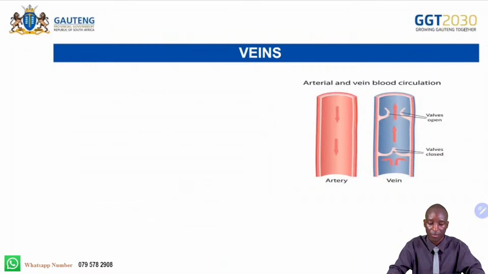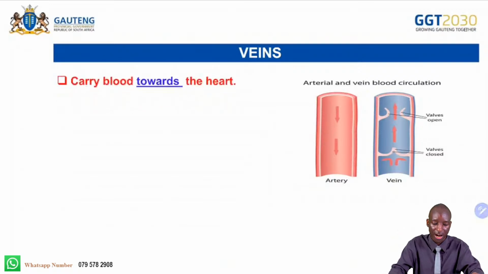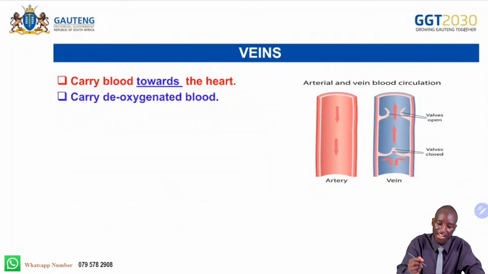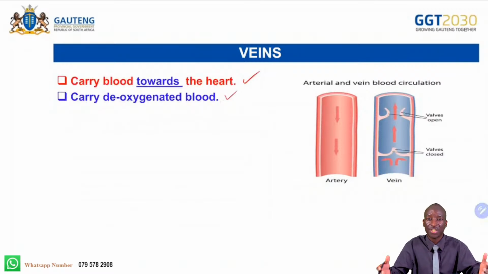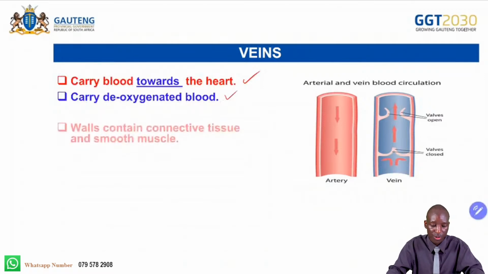So that's the arteries. Let's go to the veins. What do the veins do? The veins carry blood towards the heart. That's the function of the veins. The veins carry what is called deoxygenated blood, meaning that the blood that the veins carry does not have oxygen. Therefore, it has to be taken back to the lungs so that it can get enough oxygen there before it is taken back to the body through the arteries. So the veins do not carry blood with oxygen.